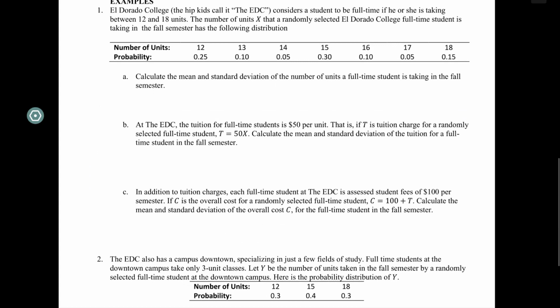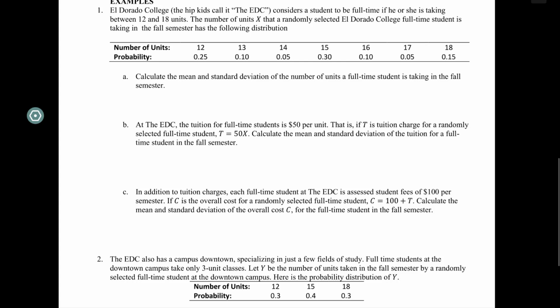Our first example, El Dorado College, or as the hip kids call it, the EDC, considers a student to be full-time if he or she is taking between 12 and 18 units. Now, the number of units, X, that a randomly selected El Dorado College full-time student is taking in the fall semester has the following distribution.